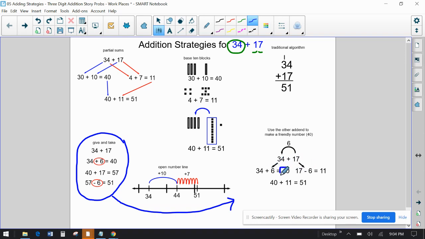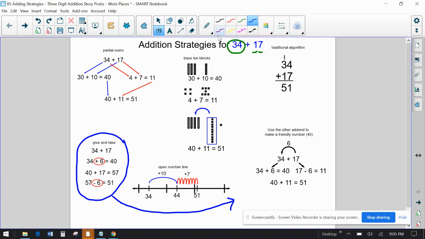And that way we get to work with easier numbers that we can find the sum in our head. If someone said, hey, Mr. D, what's 40 plus 11? I don't even have to write that down. Because there's a 0 in the ones place, we know the ones place is going to stay the 1, and then all I have to do is know 4 plus 1 in the tens place is 5, so 51. So that's why give and take is such a cool strategy.